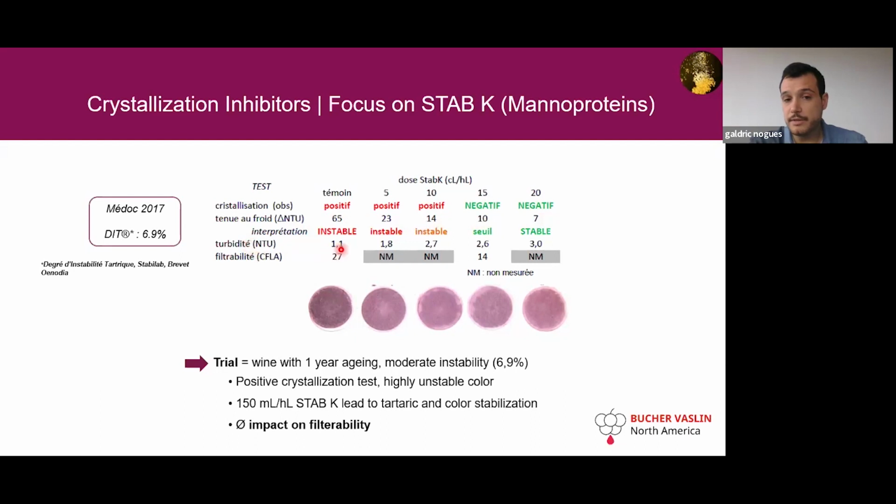All of this, once again, without any big change on the turbidity and the filtrability, because filtrability doesn't change and even increases, which is good for the wine. This wine had 1 year of aging, and of course we get a positive crystallization test on the control, and it was a very unstable color, because above 50 delta NTU, the color is considered highly unstable. And once again, because we run these trials in the lab, we make sure that 15 centiliters, so 150 milliliters, will be our interesting rate to stabilize both color and tartaric with no impact on filtrability.